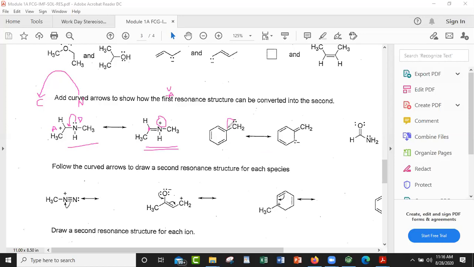So I'm gonna put that right there. Man, I can't do this on my iPad. And I'll put these right here. All right, so what would that look like?